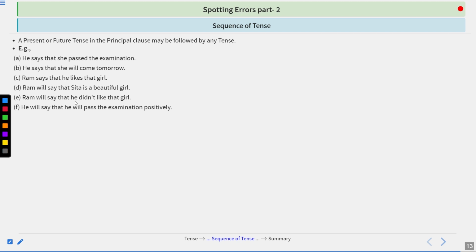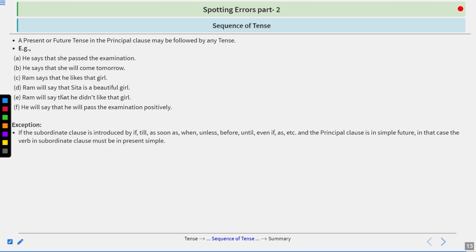He will say that he will pass the examination positively. Here we have used future tense in the main clause and future tense as well in the subordinate clause. This is also correct. Exception. If the subordinate clause is introduced by if, till, as soon as, when, unless, before, until, even if, as, etc., and the principal clause is in simple future, in that case, the verb in the subordinate clause must be in the present simple.